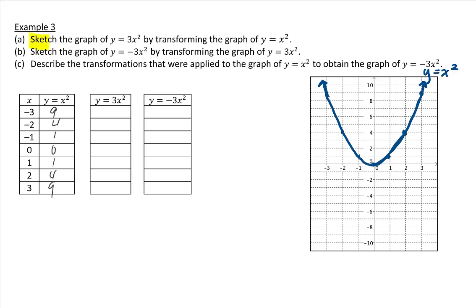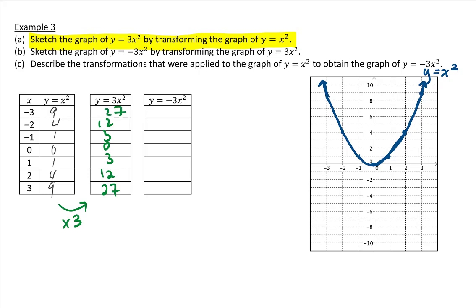It says sketch the graph of y equals 3x squared by transforming y equals x squared. Y equals 3x squared is just a stretch of the blue graph. It's 3 times bigger. So all I need to know is that all these values will be times 3. I don't have to go and recalculate. I base it upon the fact that they're all times 3. So 27, 12, 3, 0, 3, 12, and 27.